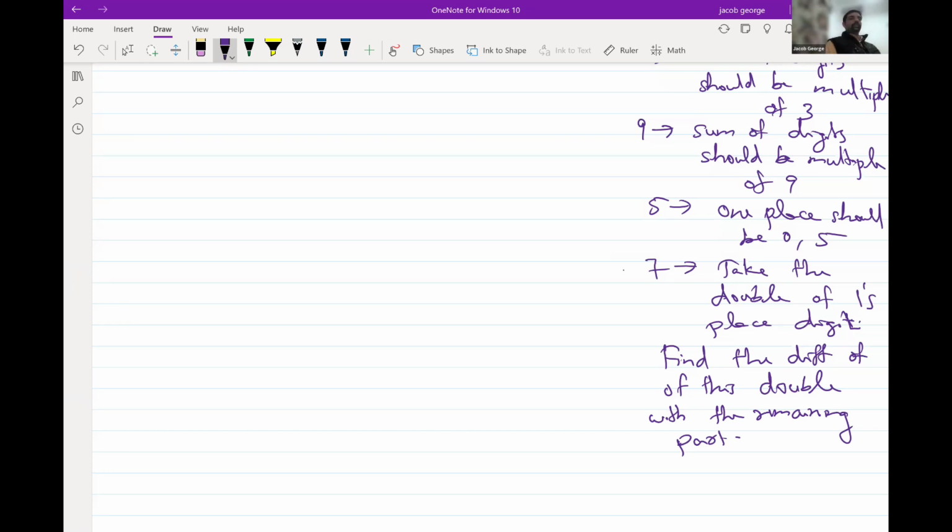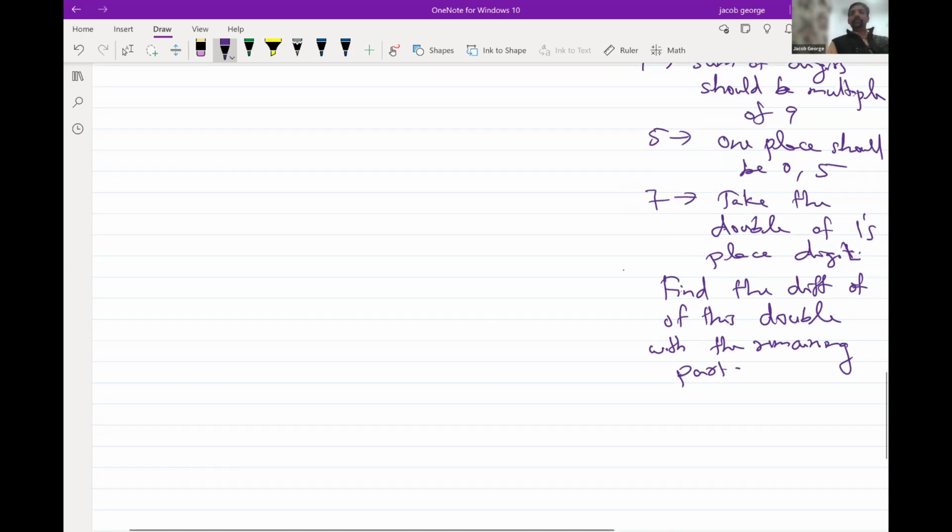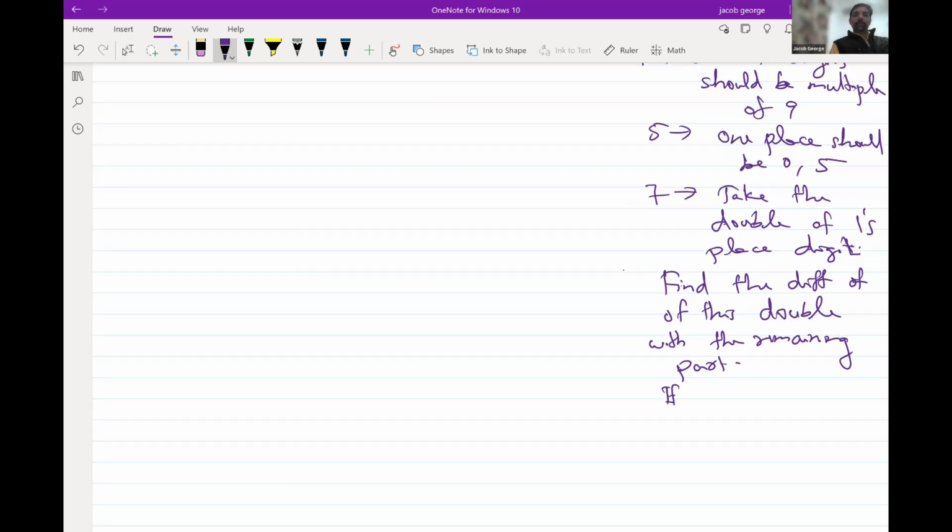So what are the sentences written? Take the double of what? Ones place digit. Then find the difference of this double with the remaining part. If that difference is a multiple of 7, then it is divisible by 7. The remaining part means the rest of the digits, correct.